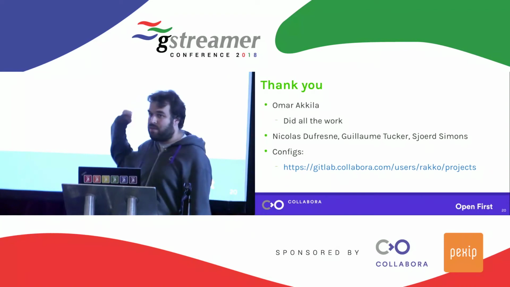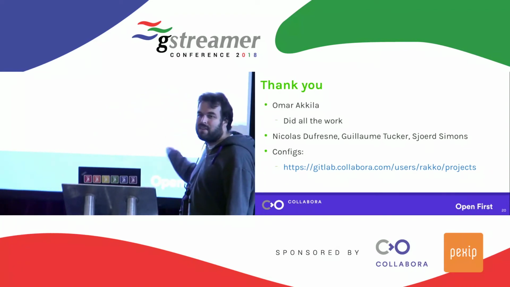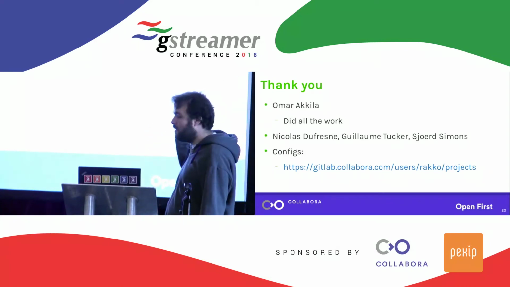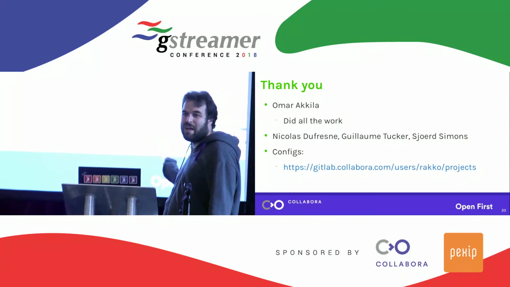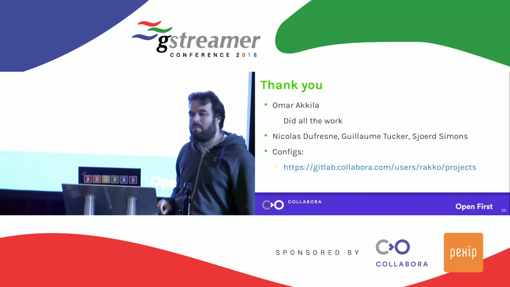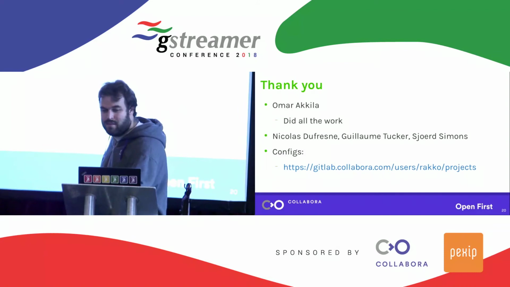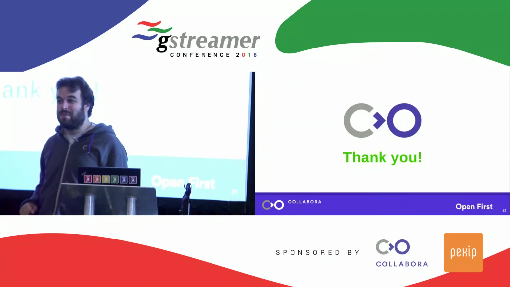All the configuration for this is on our Collabora GitLab. There's the Jenkins config, the Lava config, and the Docker files to build the images. Basically, everything we've done is available here. But as soon as we move to GitLab, I will port everything to GitLab and make this hopefully more beneficial to the GStreamer project. So, thank you for listening, and I'm open to questions.